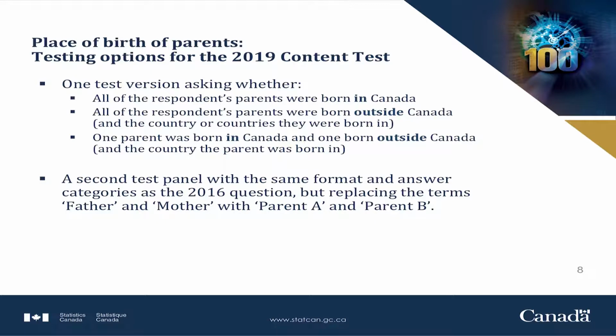So our first test version, that we want to go with next year, gets directly at that. It basically has a question that says, for this person, were all of your parents or both of your parents born in Canada, or were both of your parents born outside of Canada? And if so, what country or countries were they born in? Or do you fall into a category where one of your parents was born in Canada and one of your parents was not born in Canada? So more of a direct way of getting at that generation status variable.